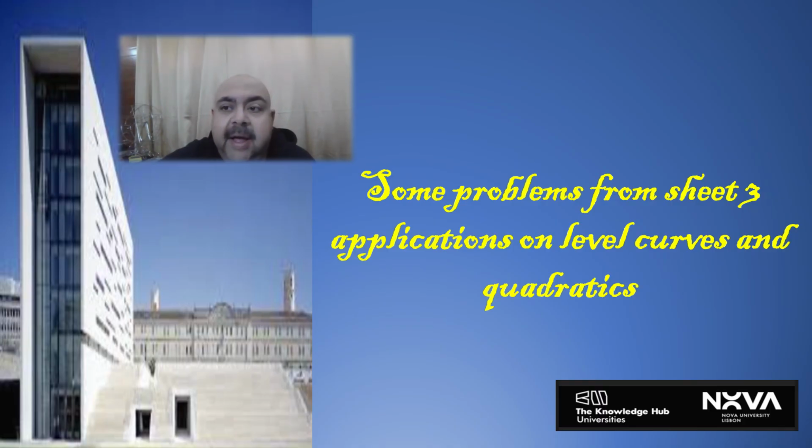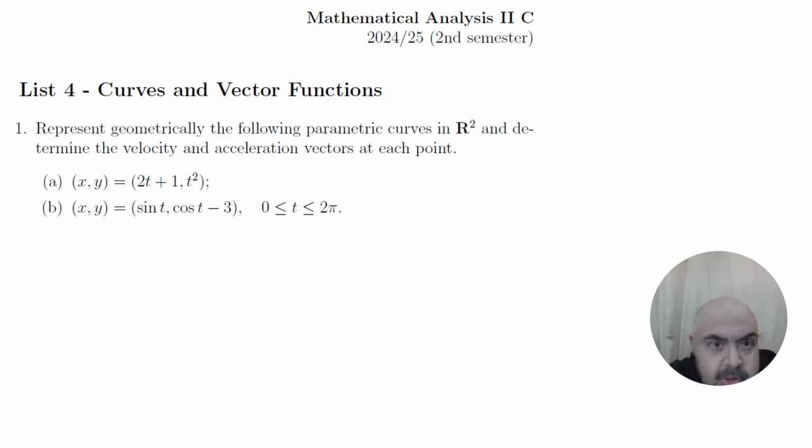Now I will go through some problems from sheet number 3 in order to make you familiar with the types of problems that we will have in this part. In this part, he wants you to represent geometrically the curve 2t plus 1 and t squared, and also the curve sine t, cosine t, minus 3, while t is from 0 up to 2 pi.